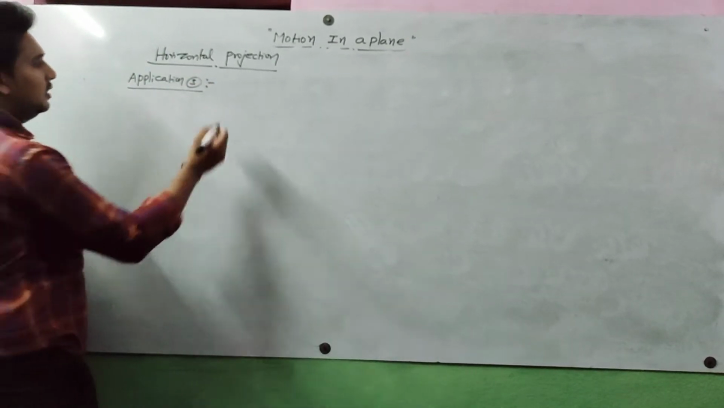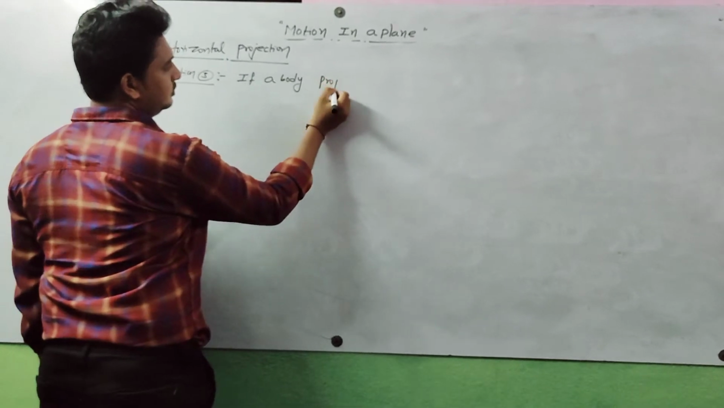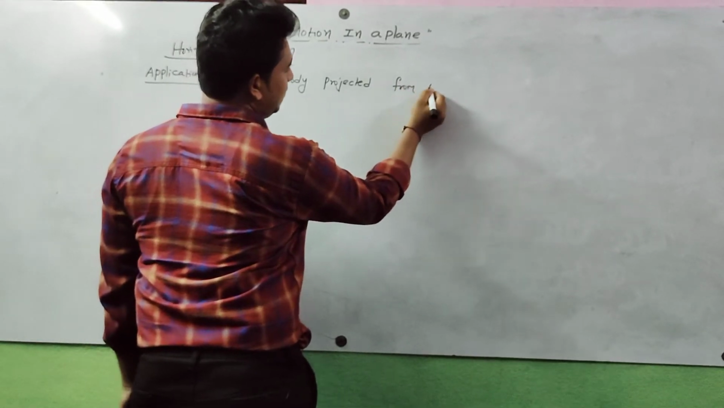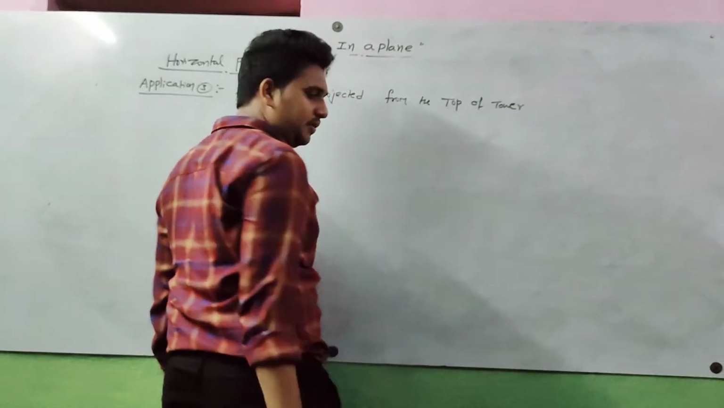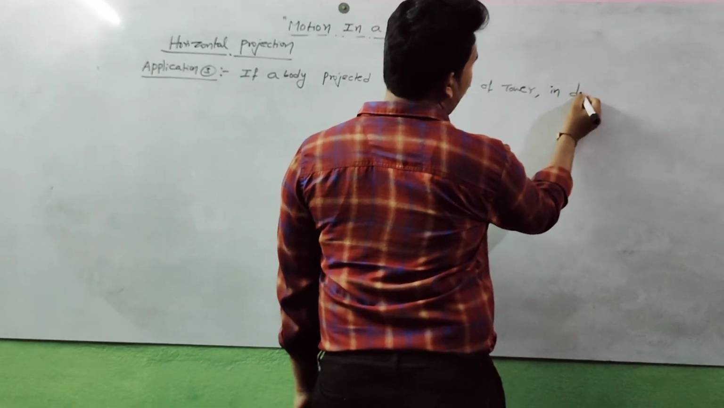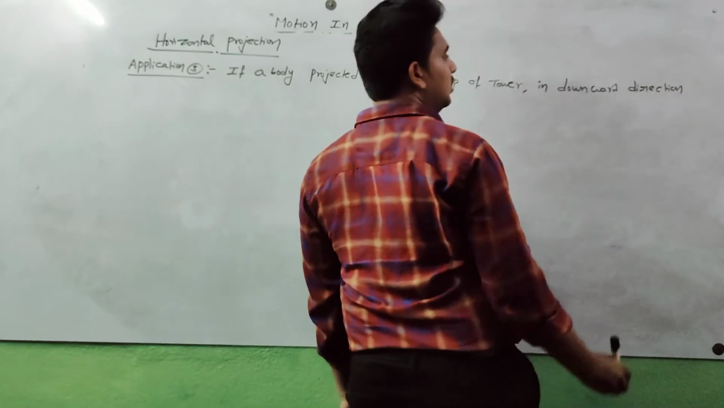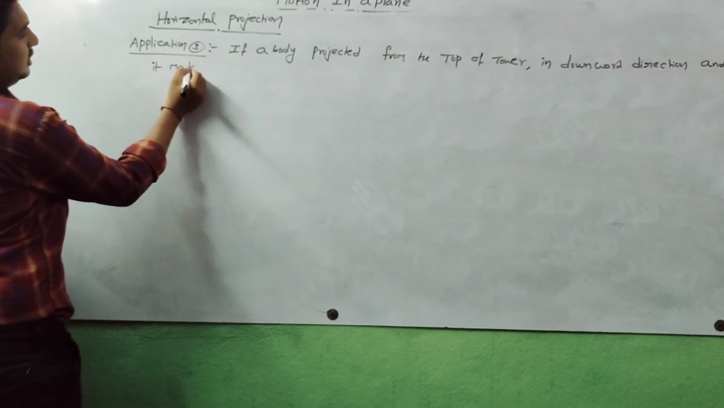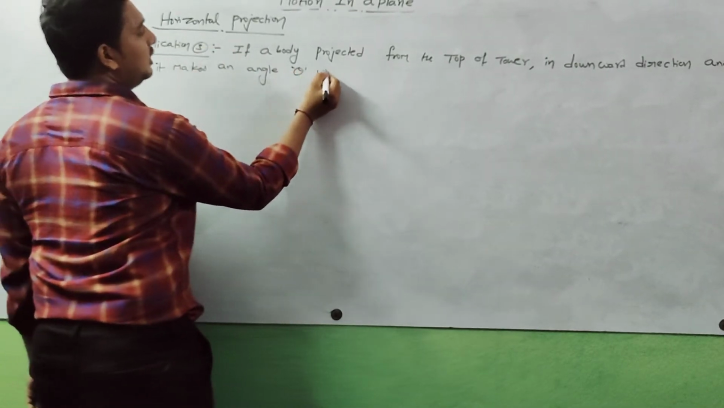So observe carefully. If a body is projected from the top of a tower in a downward direction, and it makes an angle theta with the horizontal.